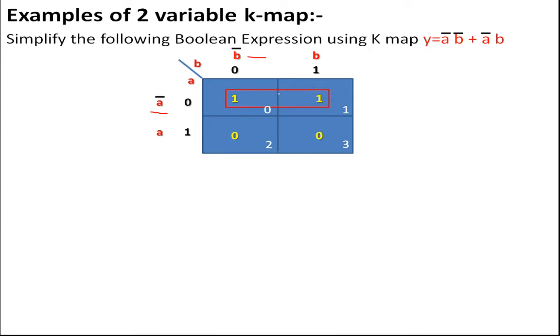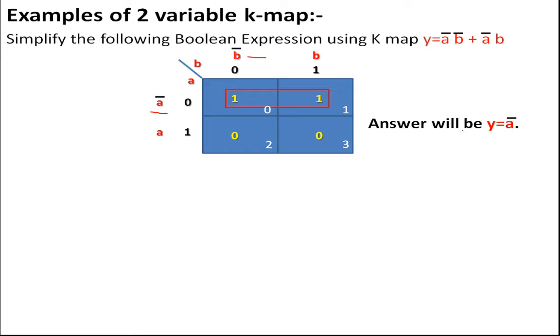You can see cell number 0 and 1 have two ones and they are adjacent to each other, so we are going to group them, and the final expression is a bar. Why? Because here the value of b is 0, and at a given point of time it is 1 also. So as the value of b is changing, a bar has a constant value 1, sorry, 0. So we'll consider the final expression as a bar.